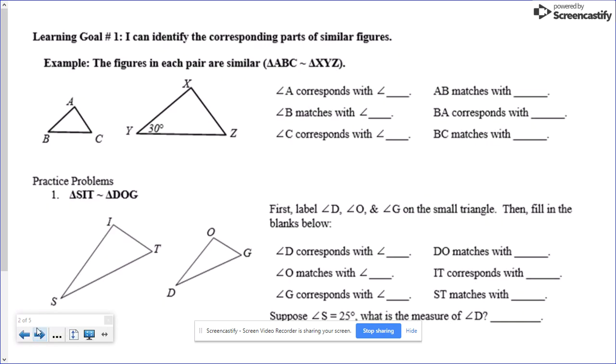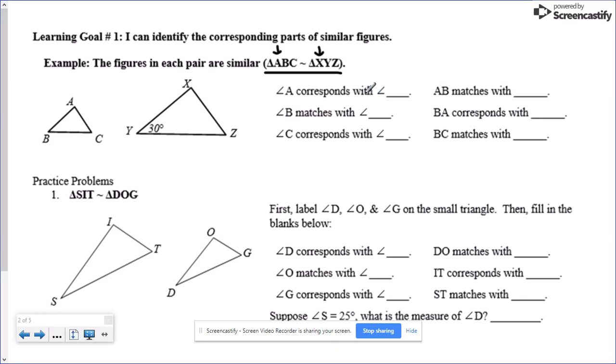Okay, so here's some examples. Like I said before, they're not using primes. Typically we would use A prime, and then on this one it would be, or this one's A, this one would be A prime, this one's B, this one would be B prime. The way you know what letter goes with what is you're looking up here. What's in the same spot as A? Well, that would have to be X. They're the first letter in both of their triangles.